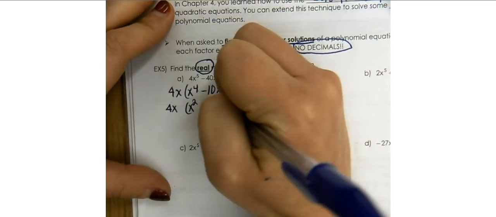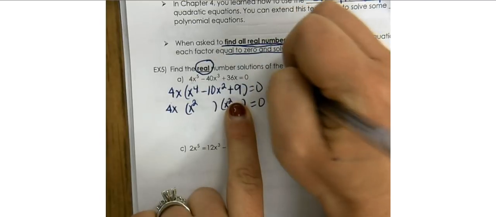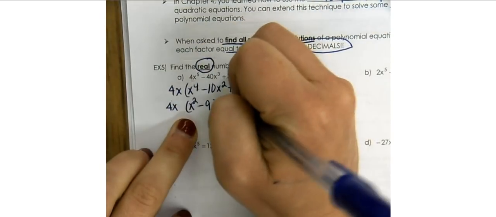So now I'm going to write 4x times 2 parentheses equals 0. I'm going to split apart the x to the 4th into an x squared and an x squared. And I need to figure out two numbers that multiply to equal 9, together add to equal negative 10, and that's negative 9 and negative 1. So I'm going to write x squared minus 9 and x squared minus 1.